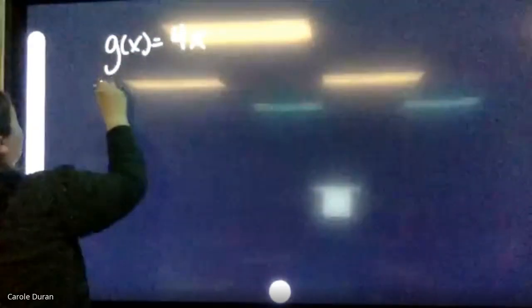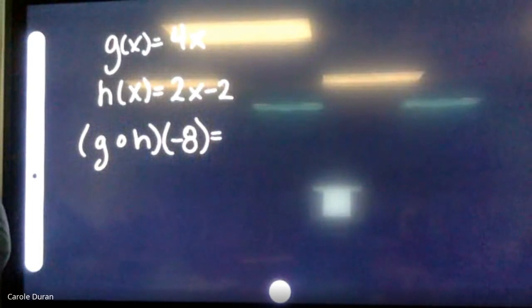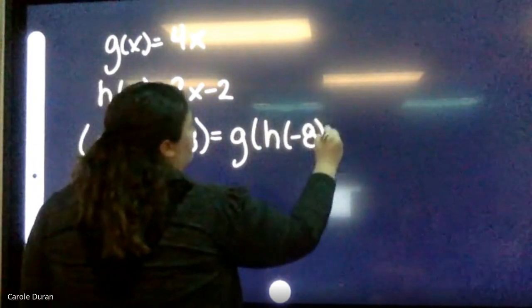So on this one I have two functions. I have the function g, which is equal to 4x, and I have the function h, which is equal to 2x minus 2. And I would like to find the composition g of h solved at -8. The first thing I do is rewrite this in the other notation. So this is g of h of -8.